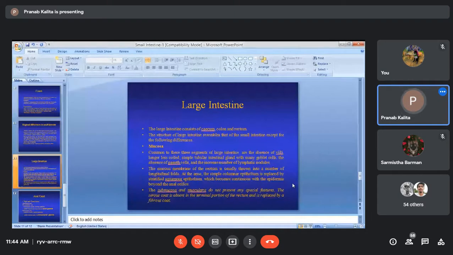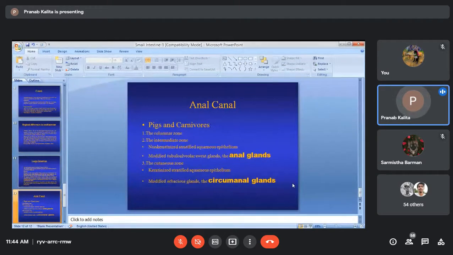So next to the rectum, you will find a small terminal portion of the intestine that is called the anal canal. See this anal canal. The anal canal has little special importance in pigs and carnivores, because in pigs and carnivores the anal canal is divided into 3 zones: the columnar zone, the intermediate zone, and the cutaneous zone. 3 zones of the anal canal you will find in pigs and carnivores: columnar zone, intermediate zone, cutaneous zone.